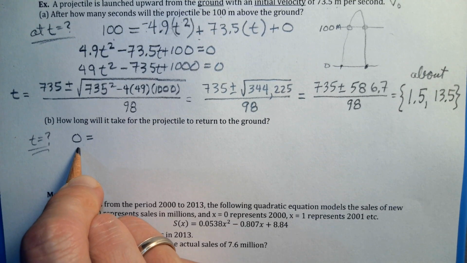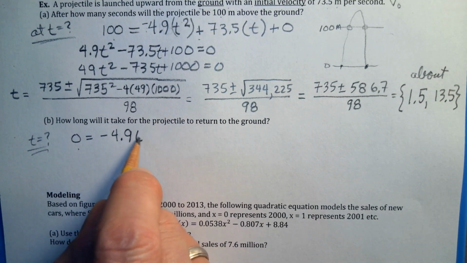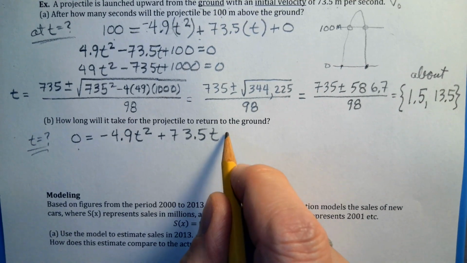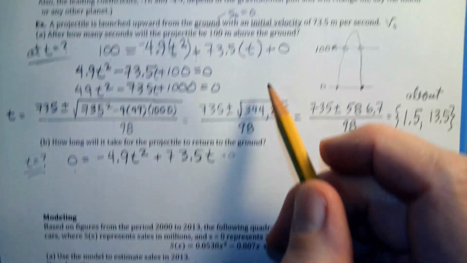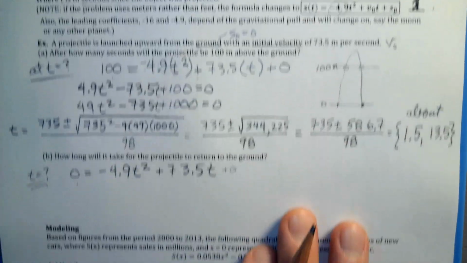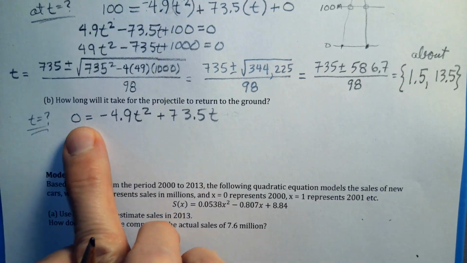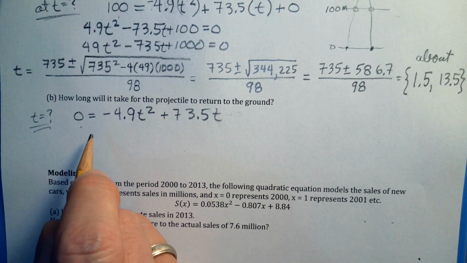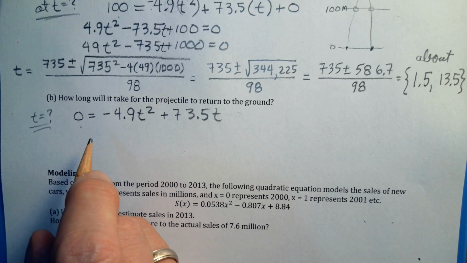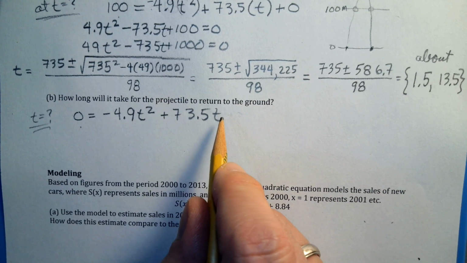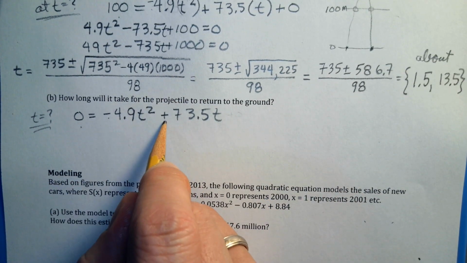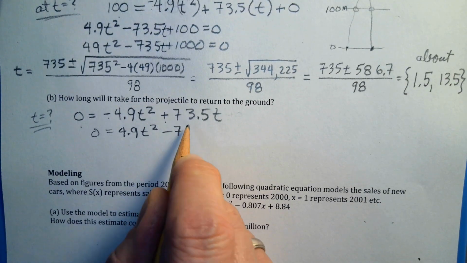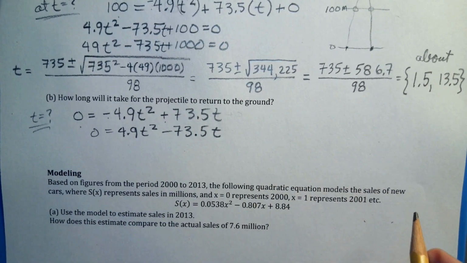So the height would be 0, and so negative 4.9t squared plus 73.5t, and then plus the 0 if we wanted to put it in there, since the initial height is 0. All right, so we don't really need that. It's already set equal to 0, so now we can just solve this thing. In this case, there's no constant. So let's multiply through by a negative to get rid of this negative. So we could say 0 equals 4.9t squared minus 73.5t. And now let's factor a t out.